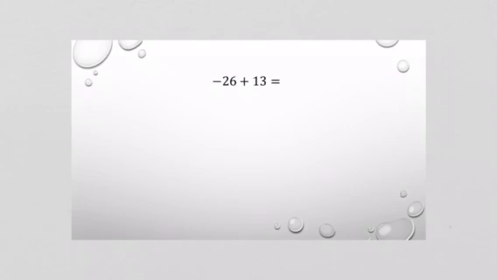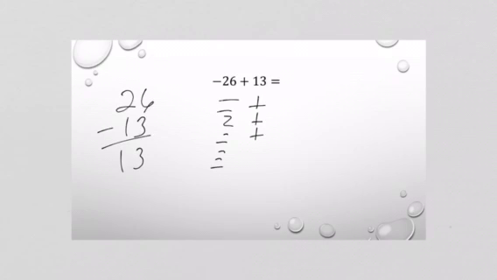How about this one? We got a lot of negatives and some positives. So how many more negatives are there than positives? We'll do 26 minus 13 and you get 13. But this time, because there's more negatives, the answer will be negative, and it will be negative 13.